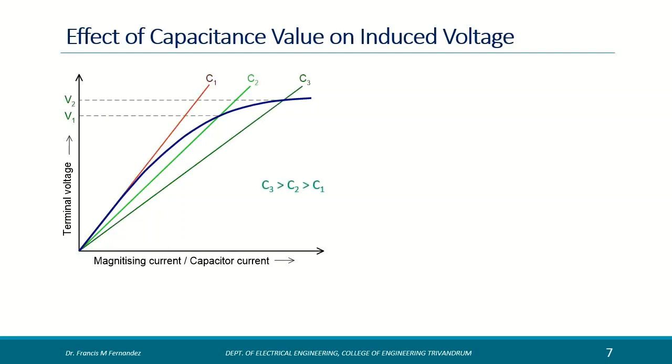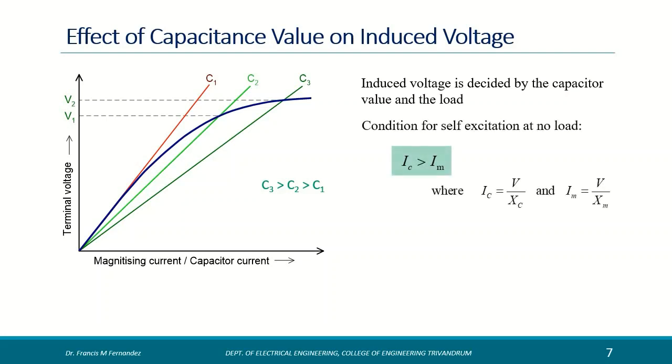Consider two more capacitance values and see how the voltage changes. With C1, there is no crossing point and therefore no voltage is induced. When the capacitance is increased to C2 and C3, the voltage increases progressively. Based on the points so far, we can conclude that the voltage is decided by the capacitor value and the load.